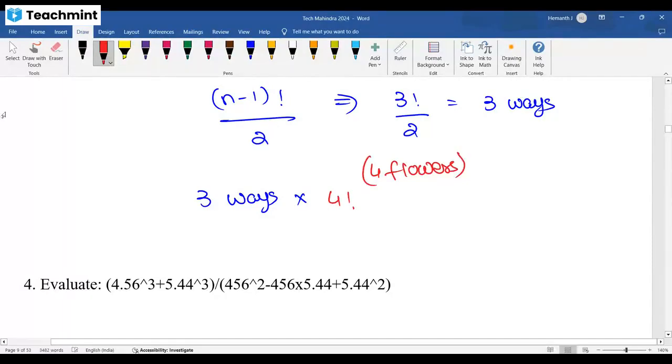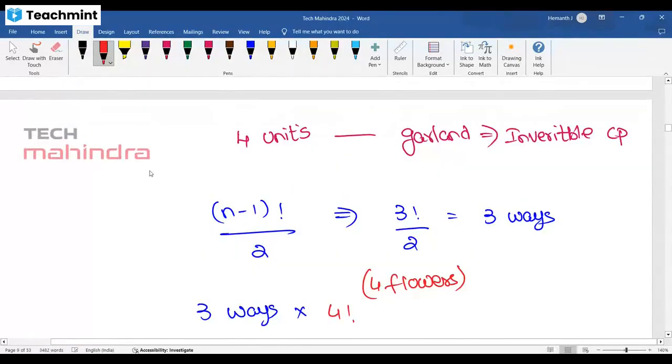See, circular permutation of n units means n minus 1 factorial. Why that minus 1, we discussed in the regular session related to permutation combination, right? But garland and necklace are related to invertible circular permutations. For that, an extra division by 2 is needed, since clockwise and anti-clockwise are the same. We discussed that in regular classes related to permutation combinations. I'm just recalling those.